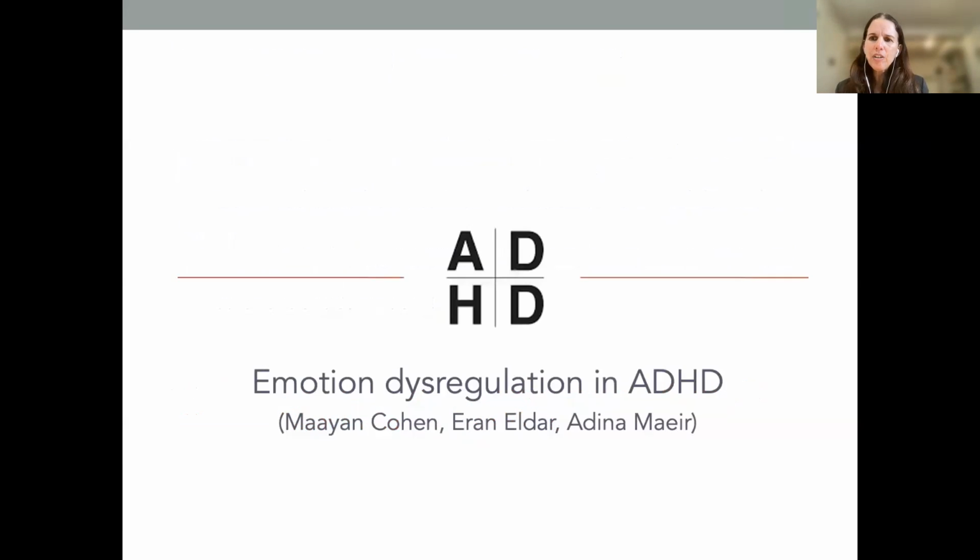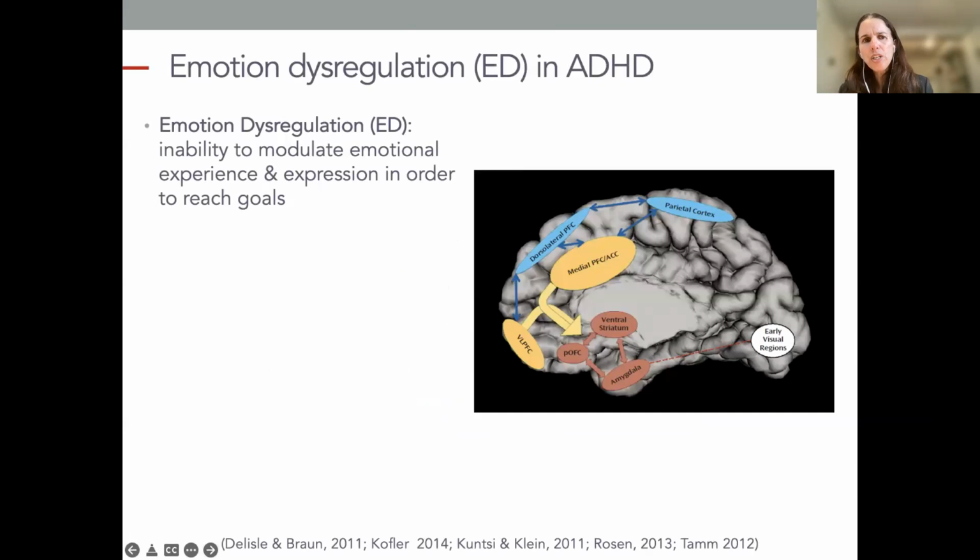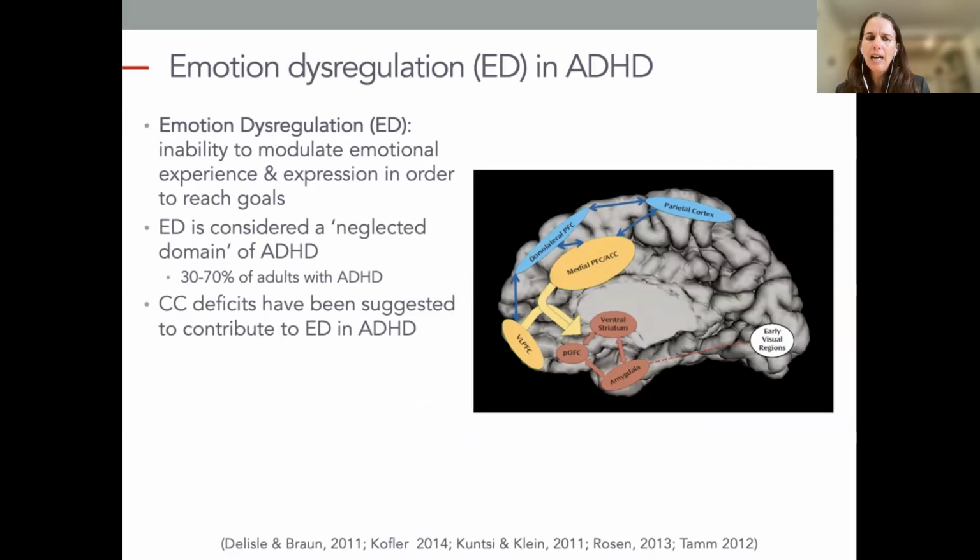So kind of shifting gears to another study that used exactly the same tools and exactly the same methodology, but this time to ask a different question. Here we asked, how is emotion dysregulation manifested in ADHD in real life? And why asking this? Well, emotion dysregulation is inability to modulate emotional experience and expression in order to reach one's goals. And we know that it is very prevalent in ADHD. Up to 70% of adults with ADHD tend to report deficits in emotion regulation, show emotion dysregulation.